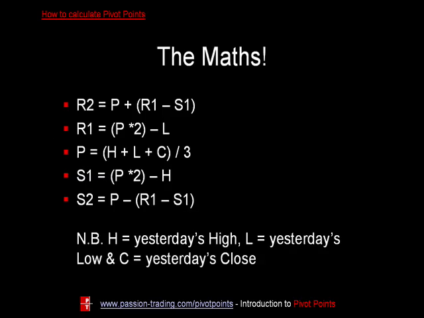Now this is where the fun really begins. This is the maths. We're only going to go over this briefly, more on that in a moment. As you can see in the middle, the pivot is calculated by adding together yesterday's high, low and close, dividing it by 3. And let's take the R1 as an example, which is calculated by timesing the pivot point by 2 and minusing yesterday's low.